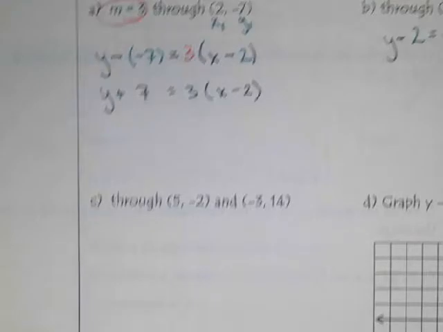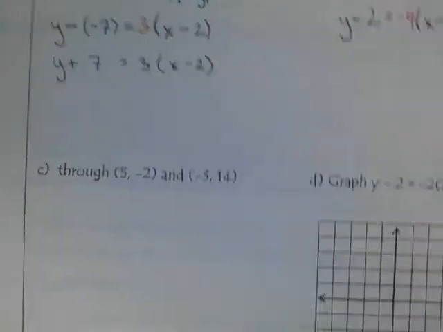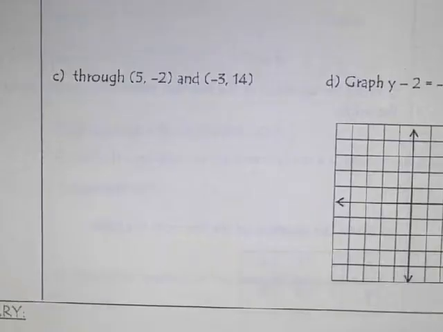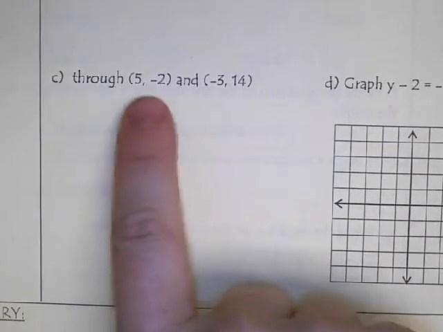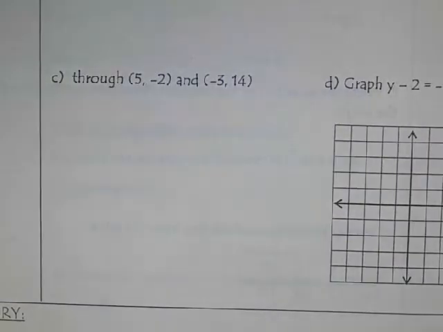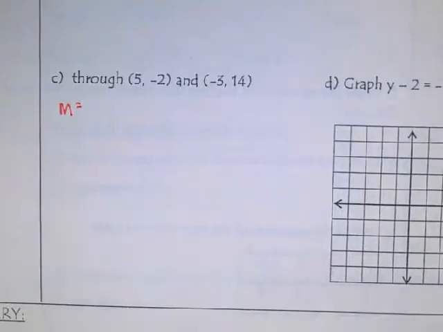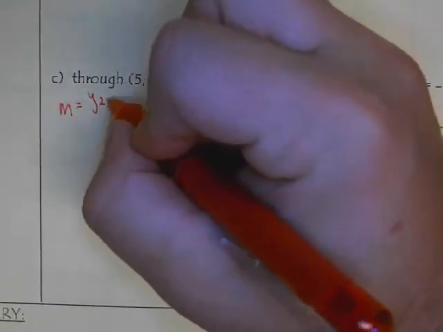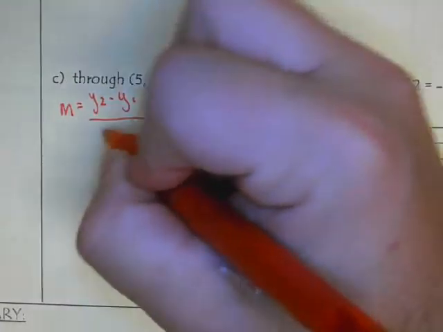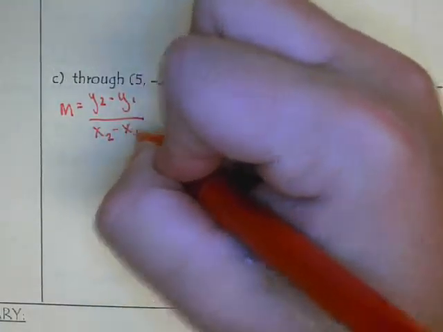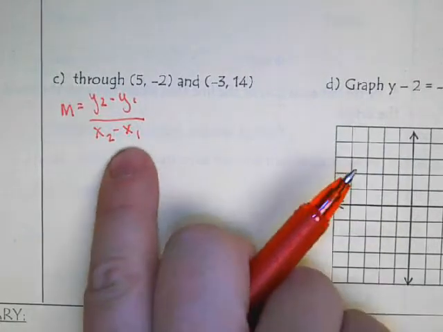So I'd also like you to go ahead and try letter C on your own. But remember, we need a slope. So when we're finding slope, we'll have to use our equation. M is equal to y2 minus y1 over x2 minus x1. So you'll need to use this to find your slope.